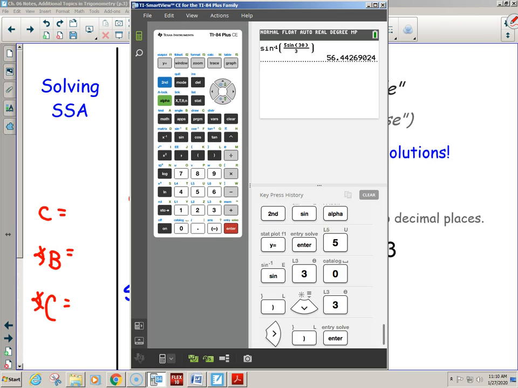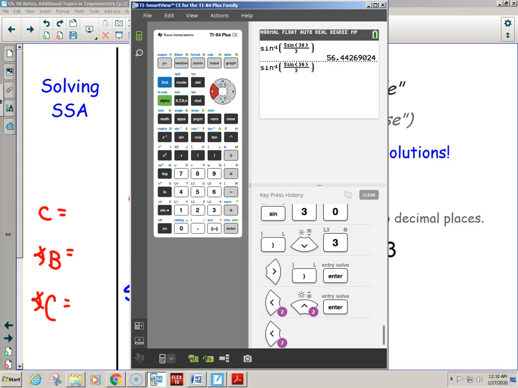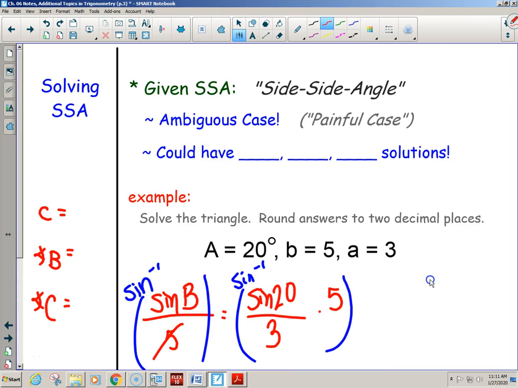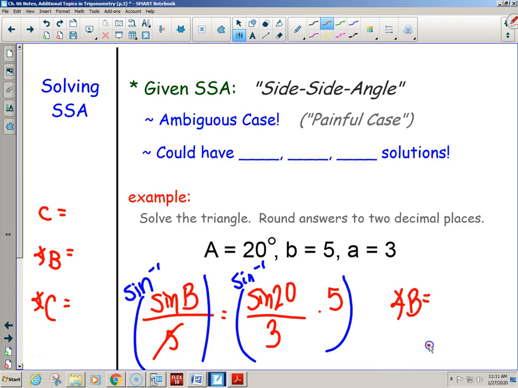Oh, is it 20? I remembered it wrong. Not unit circle then, huh? It's okay. We have this little nifty feature of copy, paste, and then redo. 34.75? Okay. But some of you might have been listening and heard me say we have an option for angle B. 34.7.